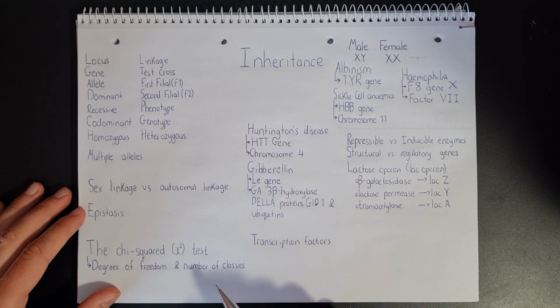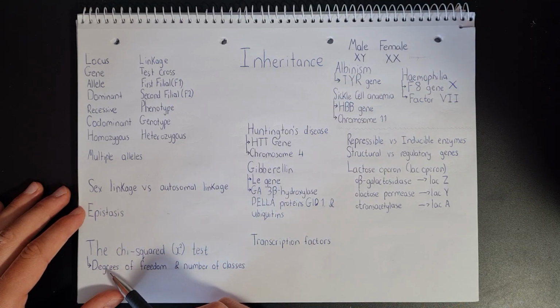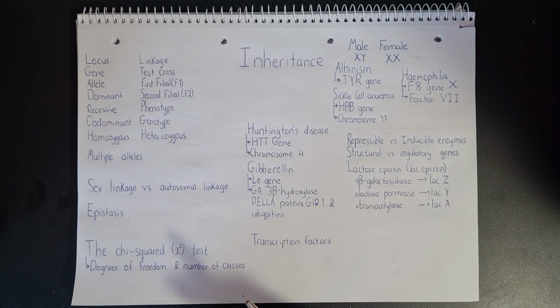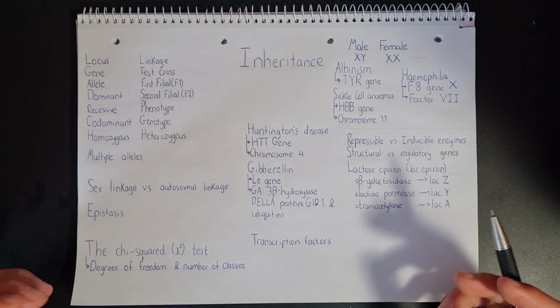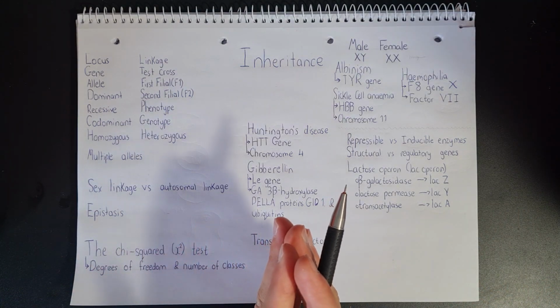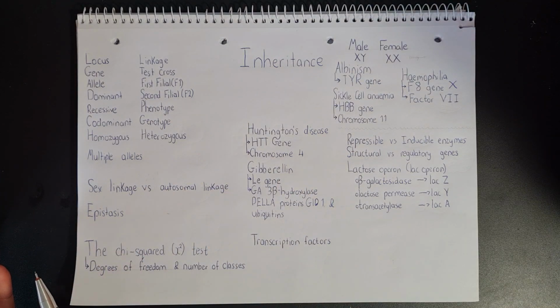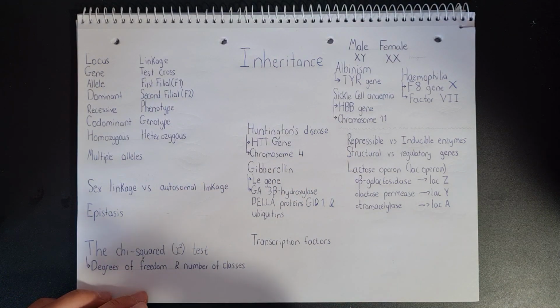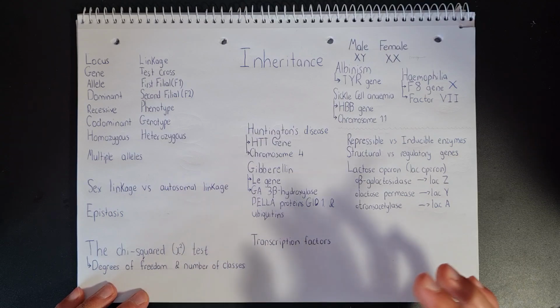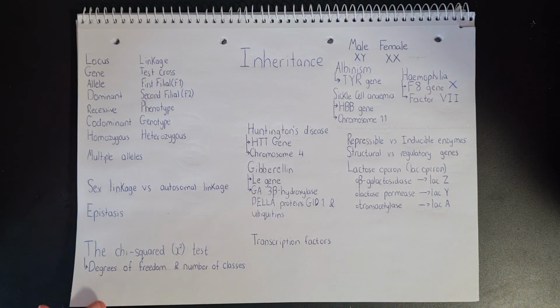Now, in the calculation, it's important to understand the relationship between degrees of freedom and number of classes. Number of classes simply means the number of categories. And degrees of freedom is the number of categories minus 1. Okay, so number of classes is the categories that we have. And then we go to degrees of freedom, and degrees of freedom is going to be categories take away 1.